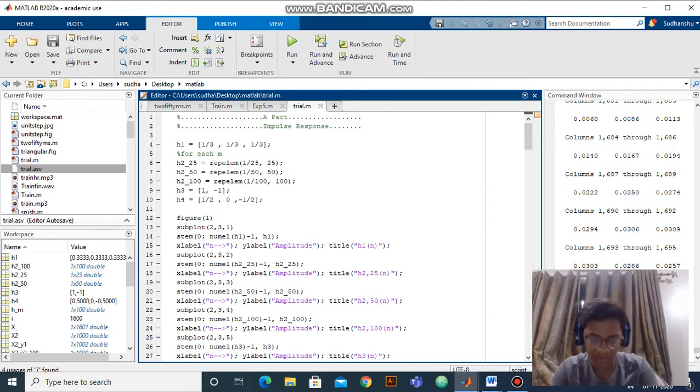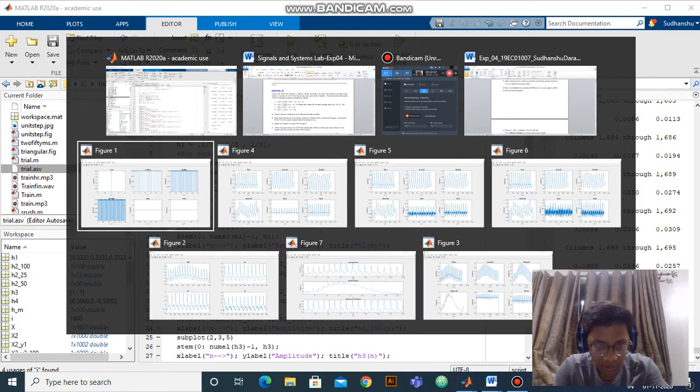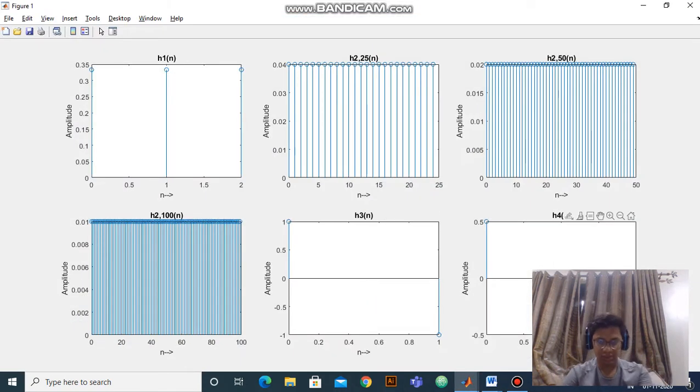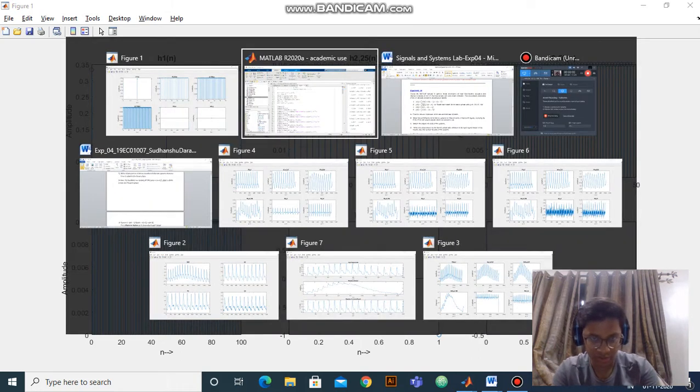-1/2. This we have obtained after substituting delta n into the input systems that are given to us. So let us first see the input systems. Yes, these are the six impulse responses that we have, and we'll be doing the convolution with these 6 impulse responses.